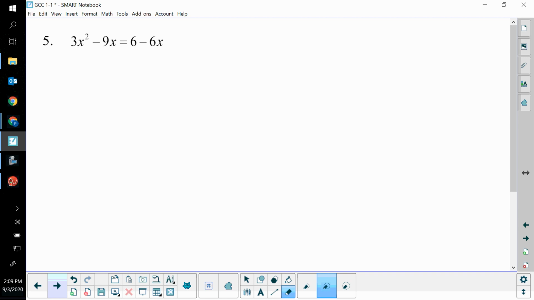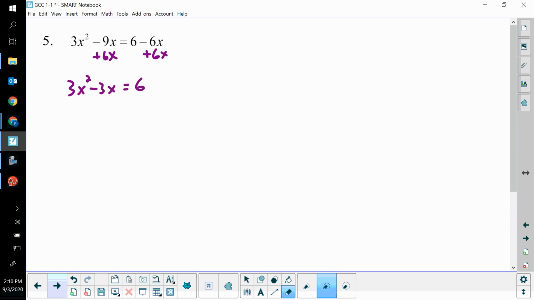So one last one as a refresher of things that you did from last year. We've got a quadratic because we have an x squared. We want to get everything over on the same side. We like our x squared to be positive, so we'll get everything over to the left. So we can add the 6x over. That'll give us minus 3x equals 6.